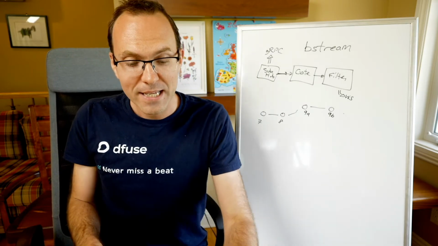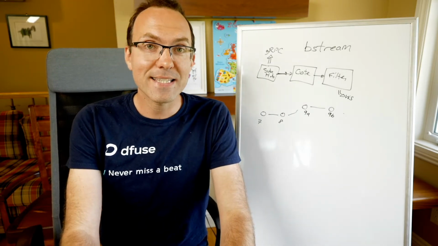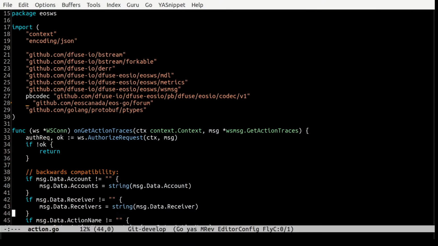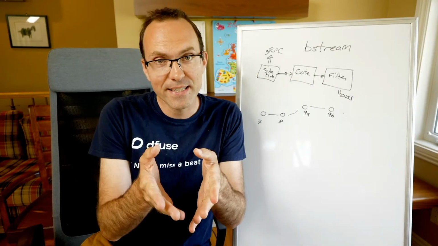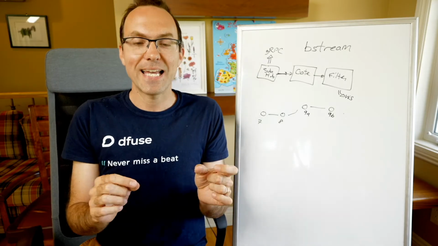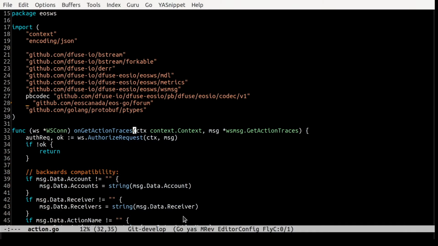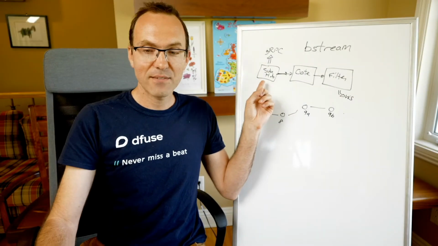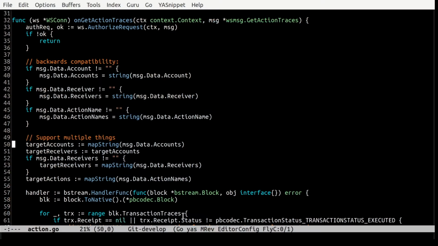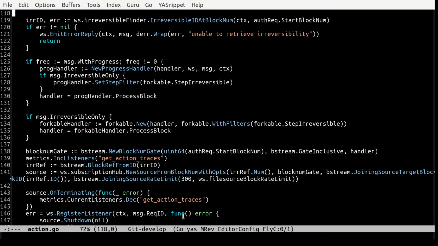I'm going to show here a small sample of that thing being used, and we're going to dive into EOSWS. If you notice, Diffuse EOS, that's the repository, Diffuse EOSIO, and then in the EOSWS repository, this is a system that manages the WebSocket. And in this little piece of code we're looking at, it's handling the get action traces call, and we're going to slowly build the thing I've designed here and see how these things fit together.